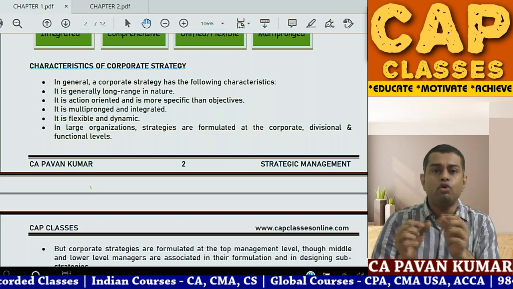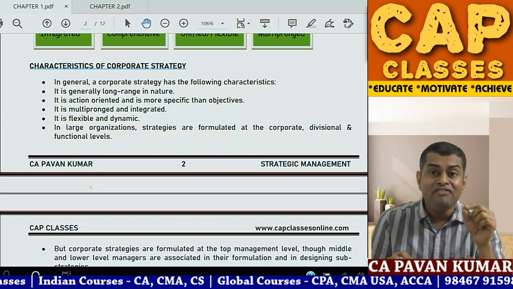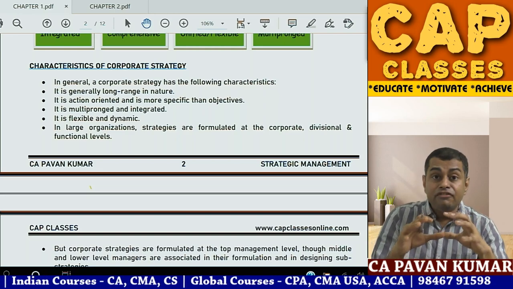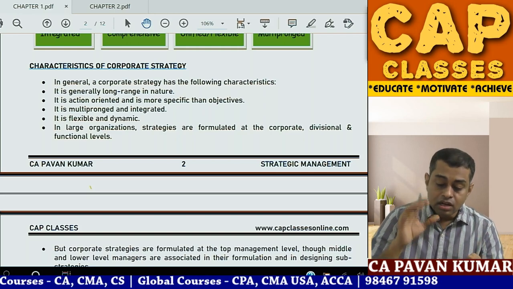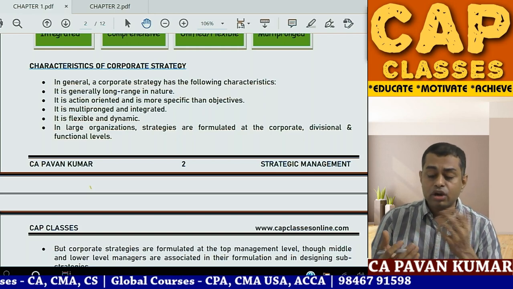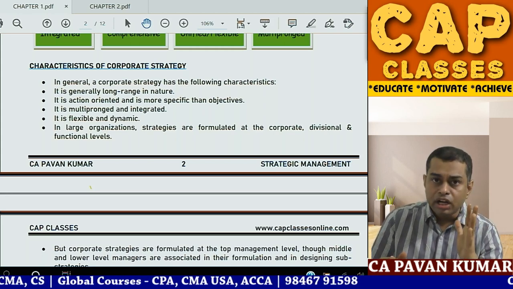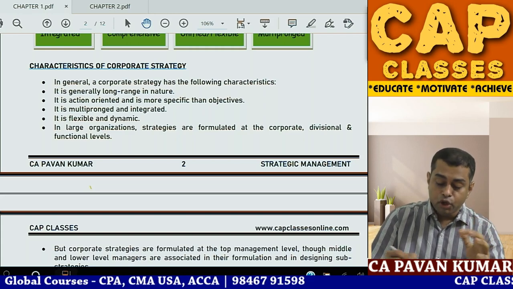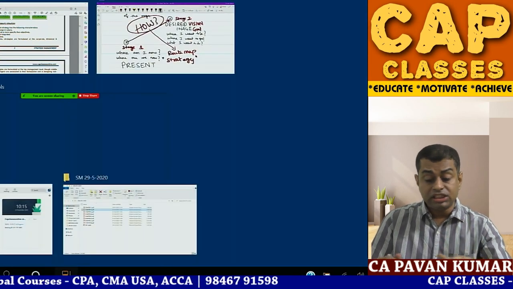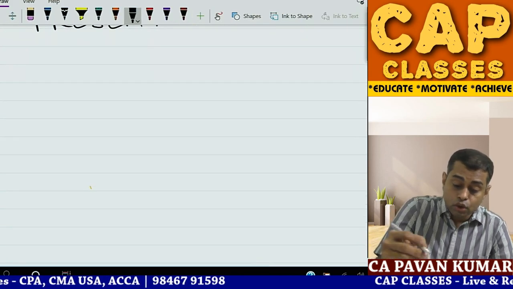And it is multi-pronged. Multi-prong means various angles. It will have different angles. It will have different folds. It will have different modules. And it is flexible and dynamic. Okay. And now comes one of the most important questions, that strategies are formulated at. So this question, if it is asked, this will be a bouncer. Okay. So they will ask you this question.